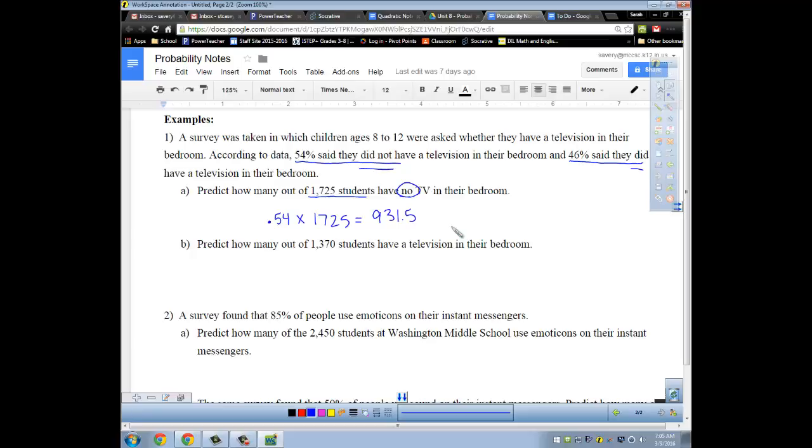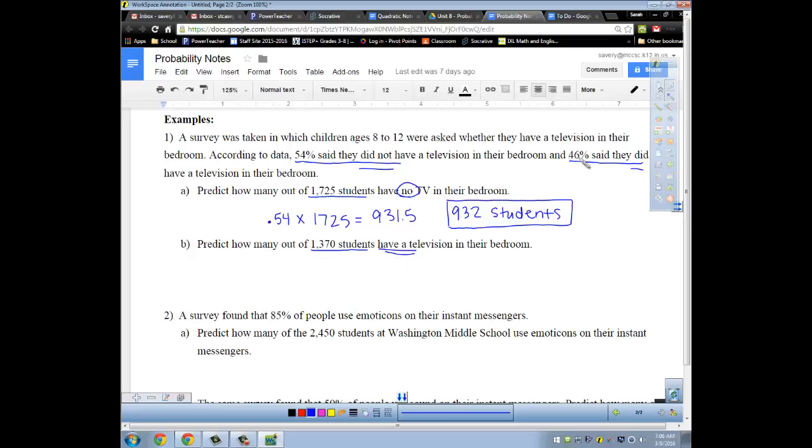0.5 of a person is weird. That's half of a person, and that's kind of gross. I don't want to know information about half of a person. So we're going to round up to 932 students. I rounded up because that 0.5 right here tells me to round up. So remember, 0.5 or above, round up. If it's less than 0.5, round down. Well, keep the number.